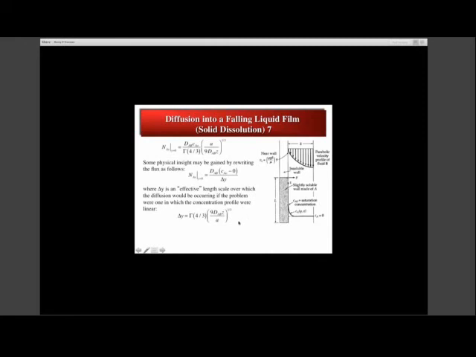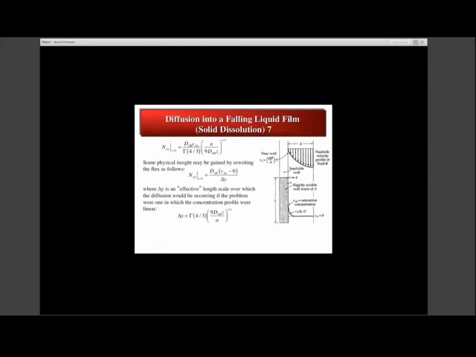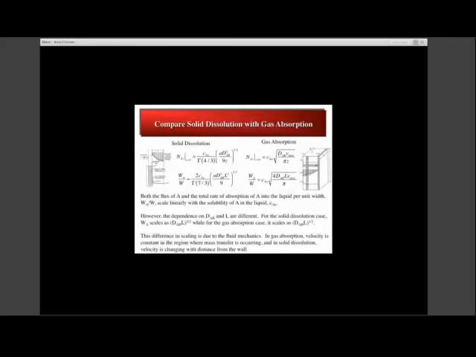This is foreshadowing a discussion that we'll have when we get to boundary layer theory, that the fluid mechanics will change the dependence, if you will, of mass transfer coefficients on the Reynolds number. And this is our first sideways glimpse into the effect of fluid mechanics on mass transfer, but this will come up as a recurring theme a little later in the course.